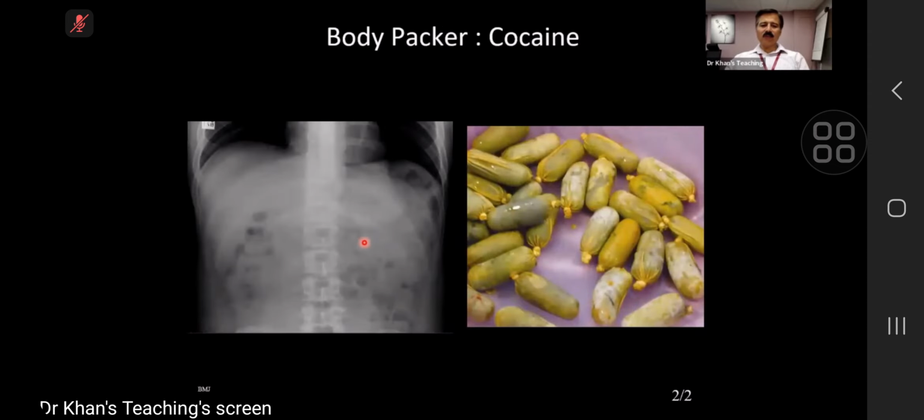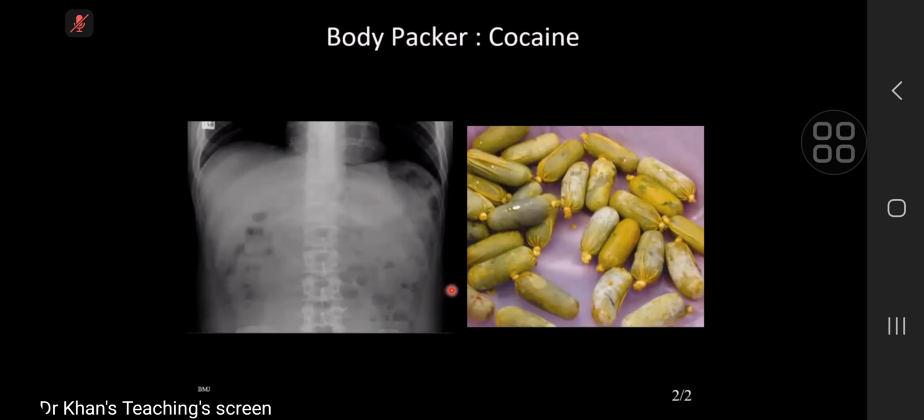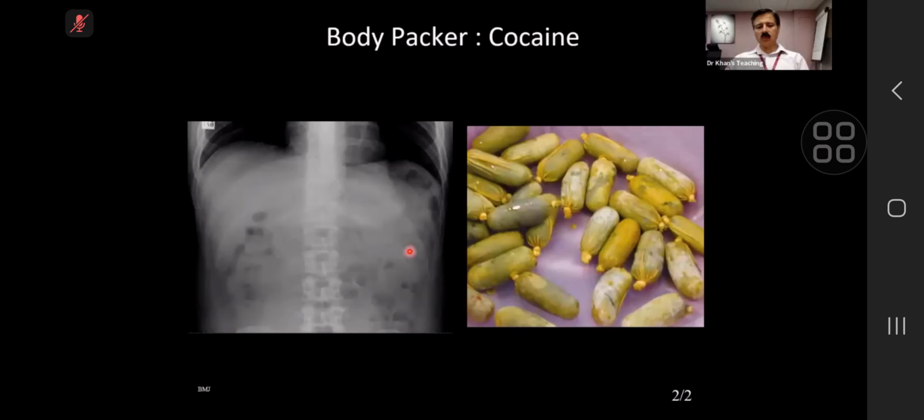Yes. So if you see here, this is a body packer or a drug mule. What they do is they use either latex gloves, for example, these are fingers of the latex gloves, which are tied together. So what happens is that the beam of X-ray, if you see, gives you a crisp and sharp outline where I am pointing out. This is the outline of it, or they can also use condoms. So this is what they do.